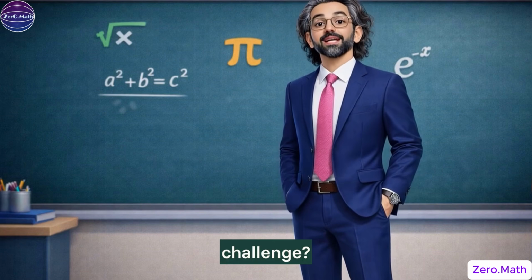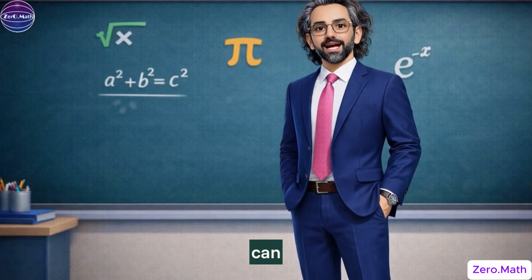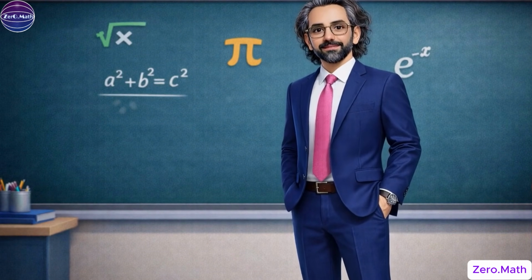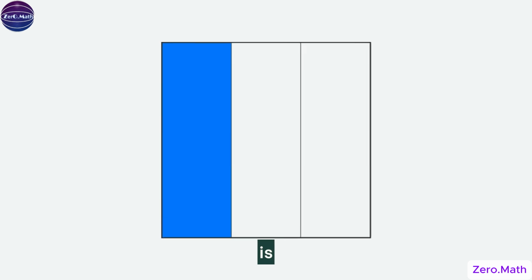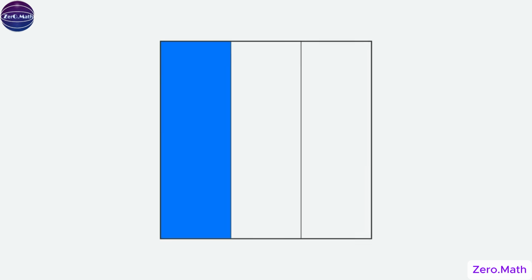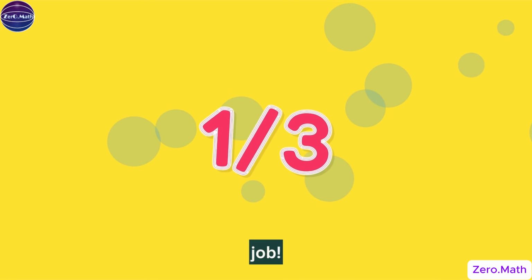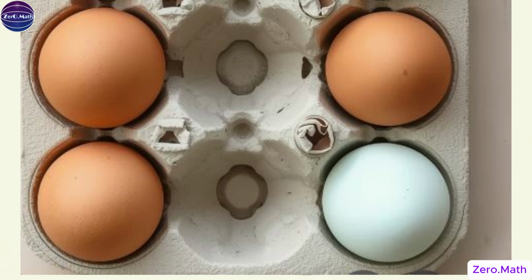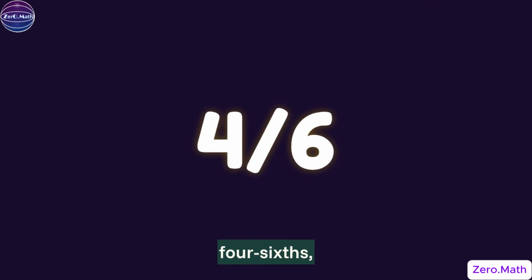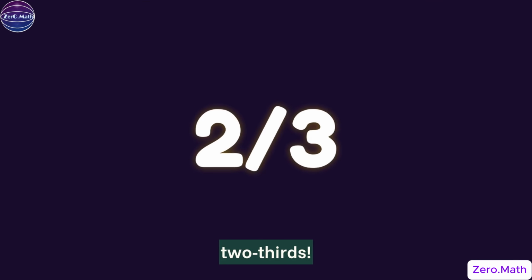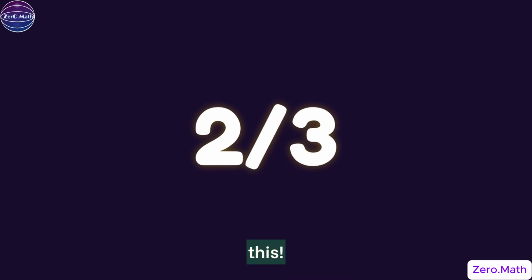Ready for a quick challenge? Let's see if you can identify these fractions. What fraction of this square is shaded? Think fast. That's right. It's 1/3. Great job. How many eggs are left in the carton as a fraction? It's 4/6, which we can also call 2/3. You're getting good at this.